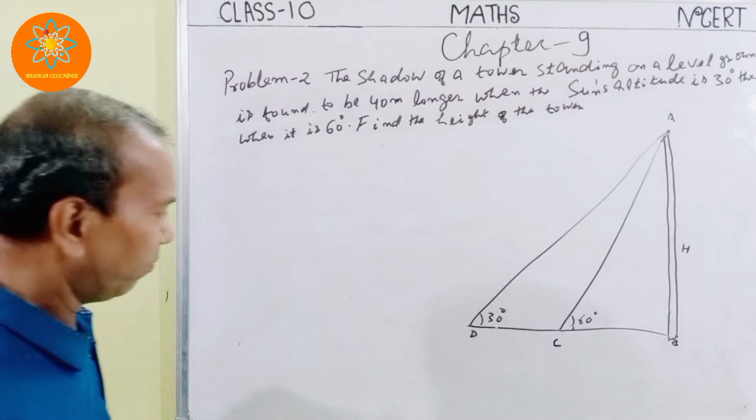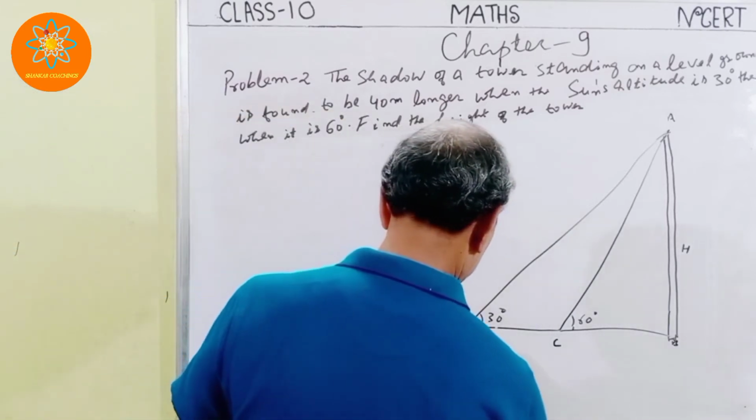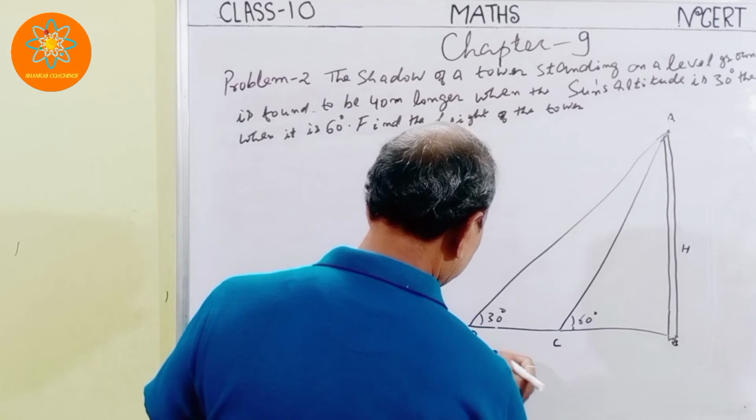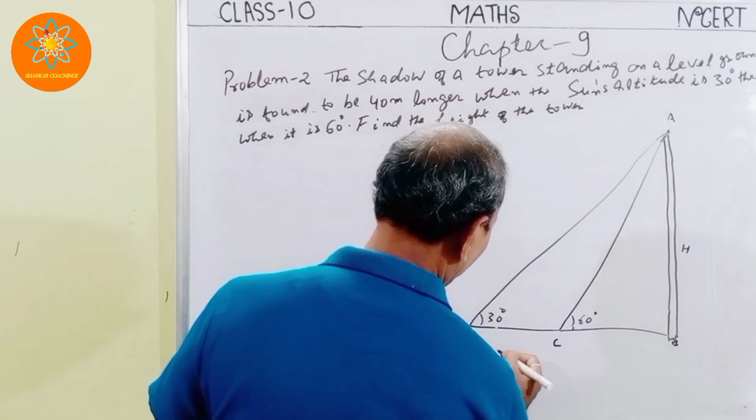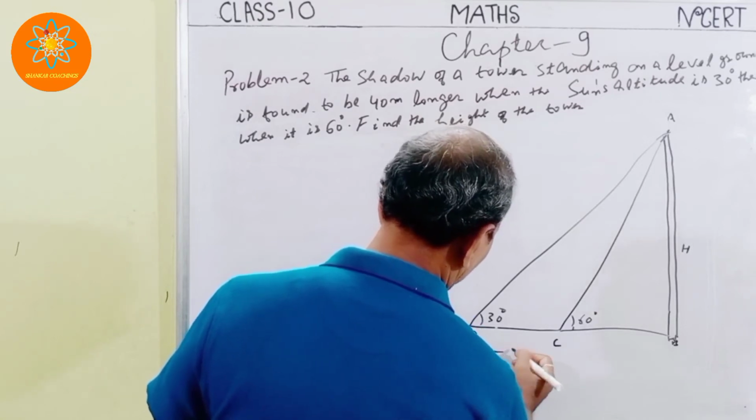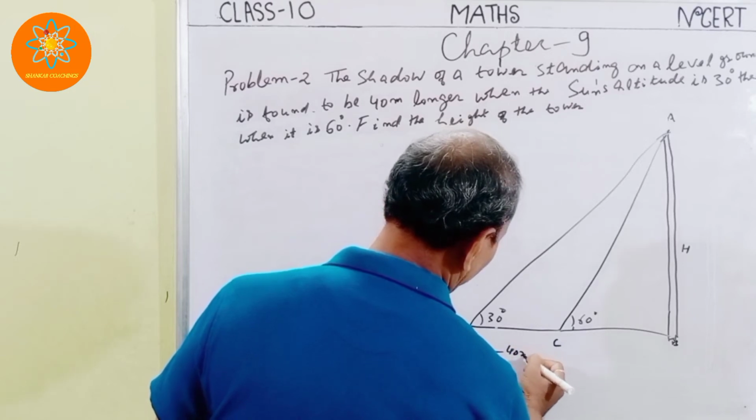Okay. And what about this DC distance? This DC distance is your 40 meter.